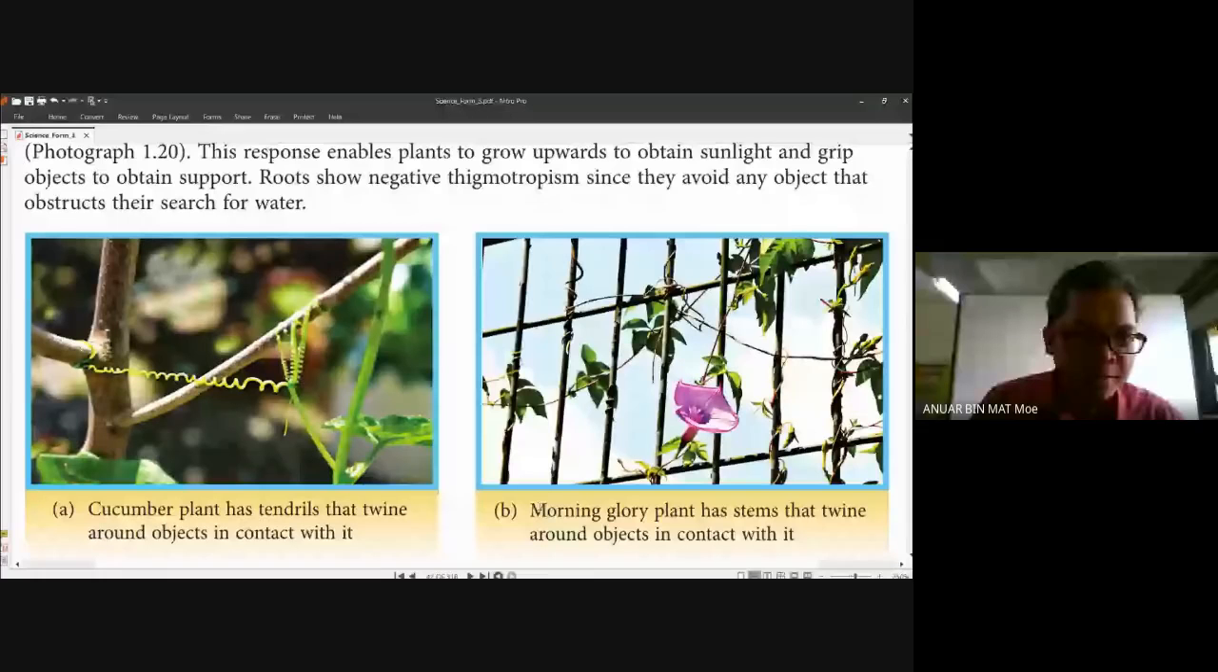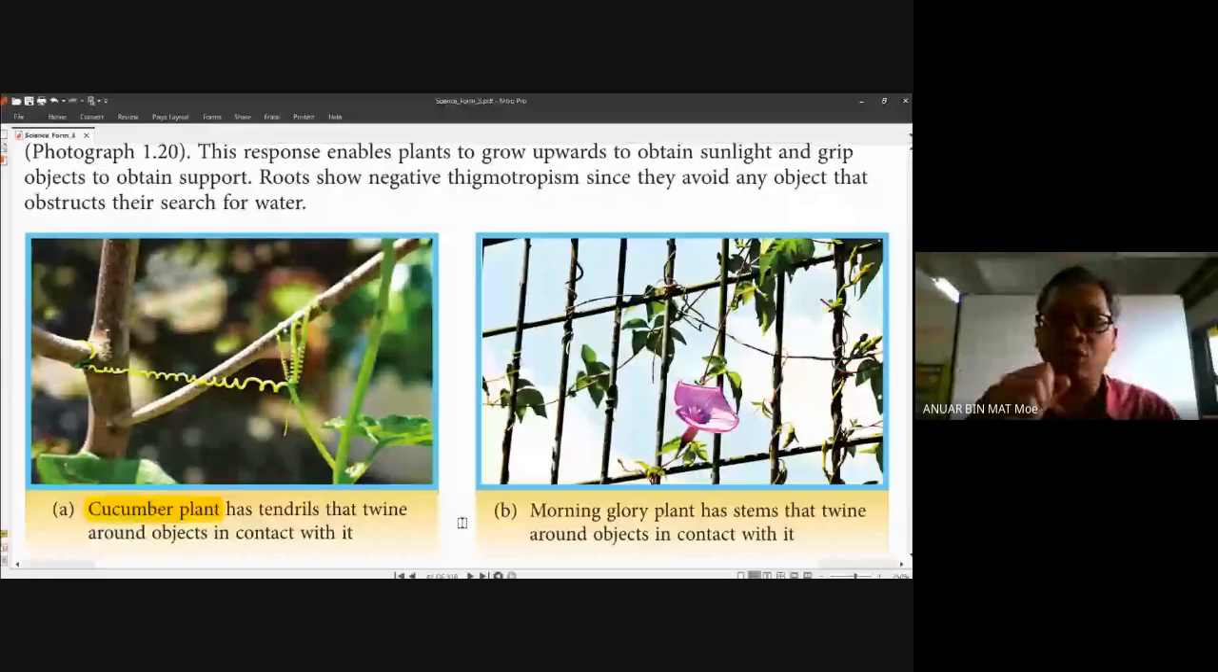Any plant that is what we call clinging, as they grow, they will climb. They will attach themselves to the fences or to the wood. This is what we do by using tendrils or using twining stems.